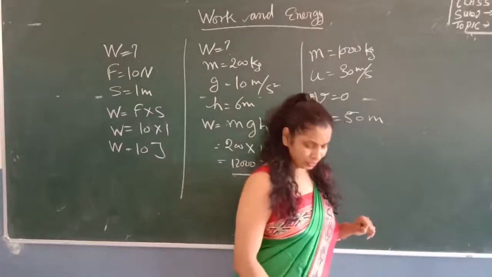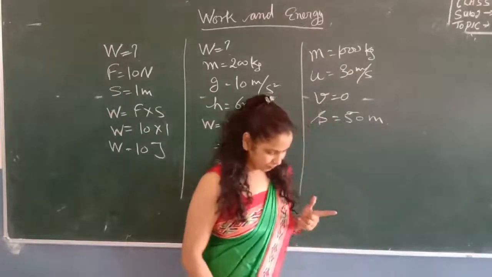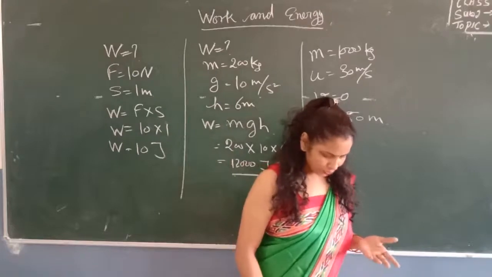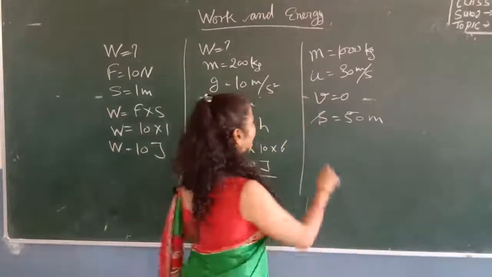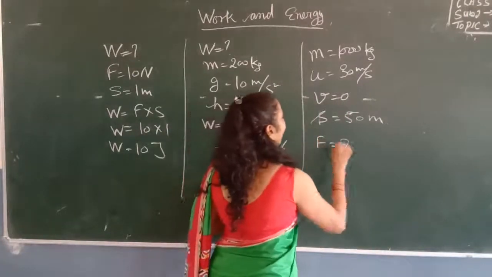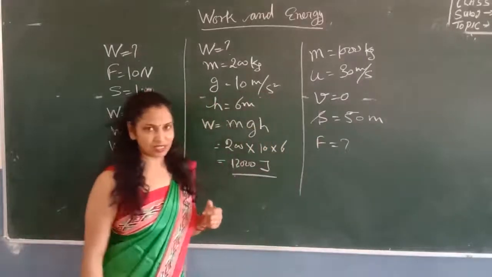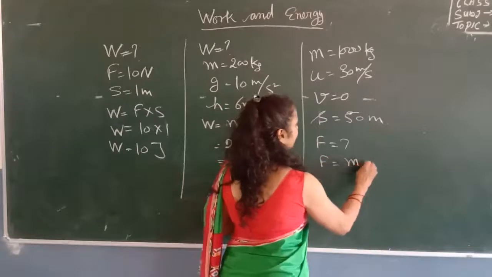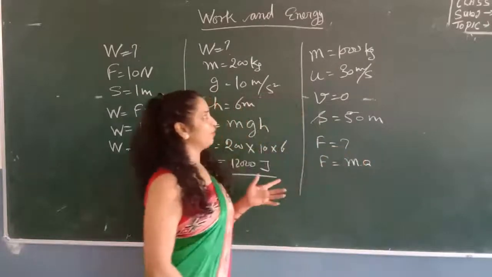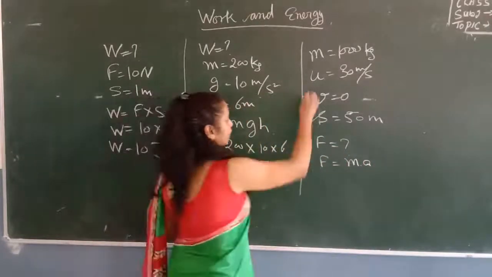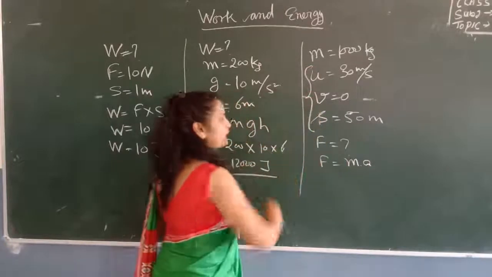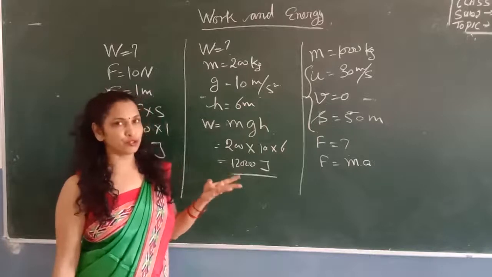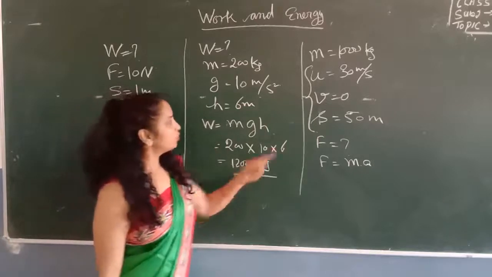Decelerating uniformly. It is given that the acceleration is negative. What is the force exerted on it by the brakes and what is the work done by the brakes? First you have to find the force exerted. According to Newton's second law, F is equal to M into A. But in this case, we don't know the value of A. So first we have to find the value of A by using the three equations of motion, and we have to choose which equation of motion we will use here. So we have the value of u.